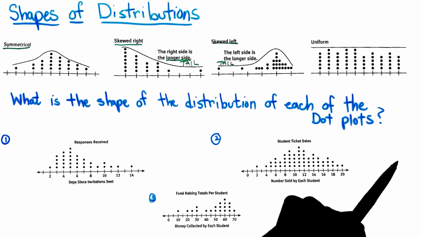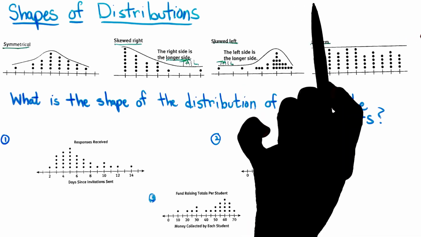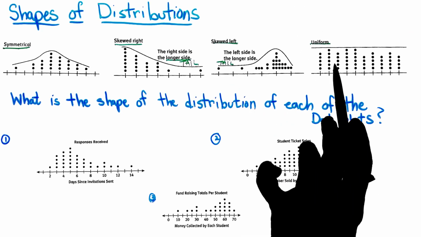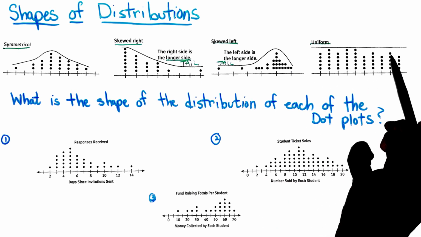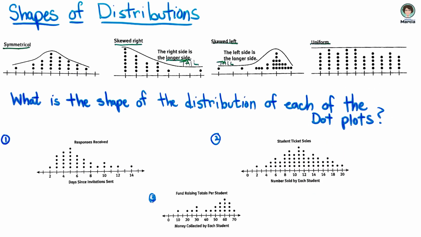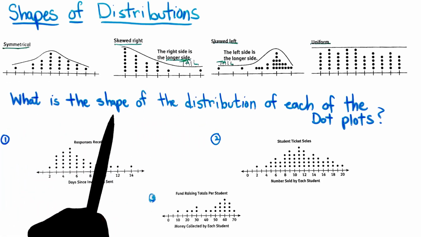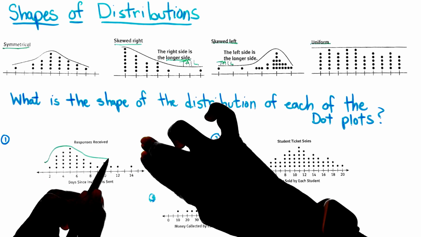And then the last type of shape that you may have is actually uniform. And if you see that, that's where our dot plot has basically not much of a change. You'll say, oh, look, it goes down a little bit here and here. But for the most part, it really is pretty uniform. So let's identify the shape of the distribution of each of these dot plots. And again, I'm going to go to the little hint that I told you. I'm going to draw the line above the data so I can actually see what is happening.